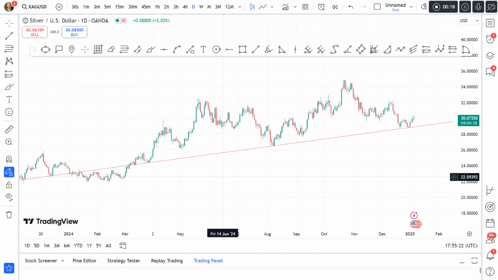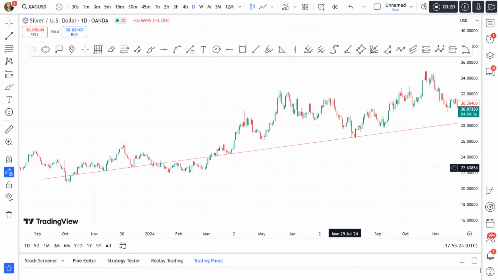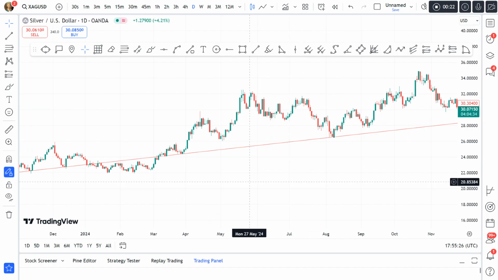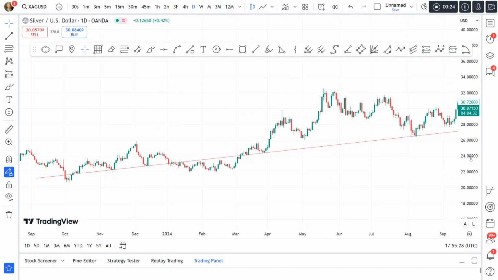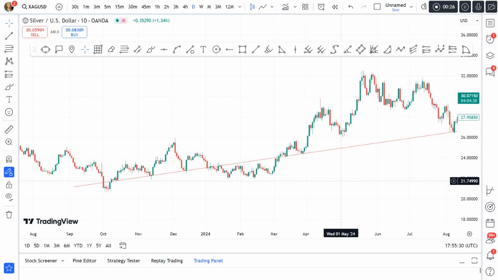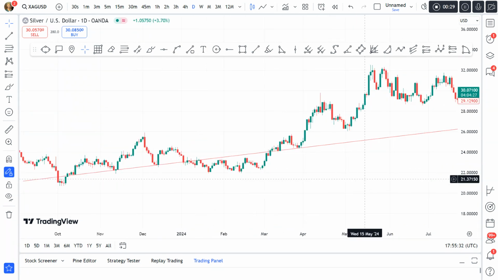So on daily, the first thing we do is to find out our floor, which is exactly what I've done. And we want a clean structure.